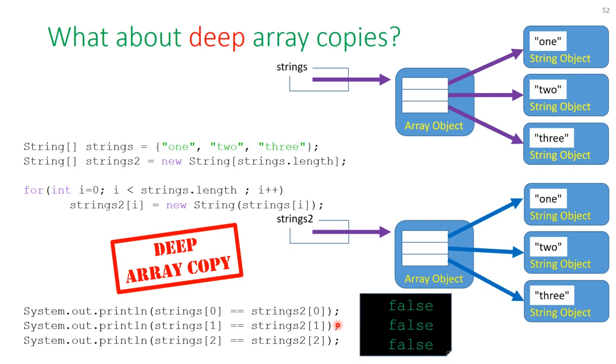What happens if I try to compare, again, strings[0] and string2[0], 1 and 1? Well, this time it's going to tell me false.